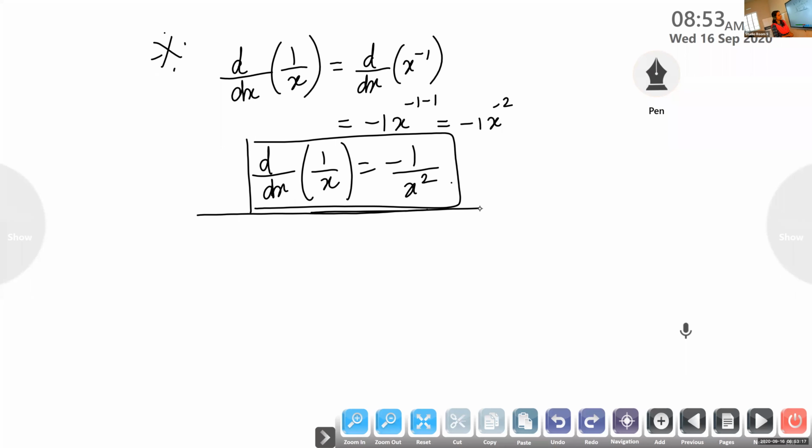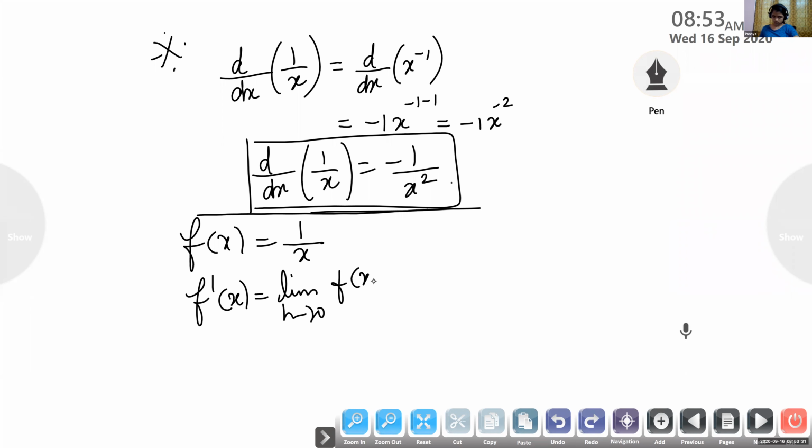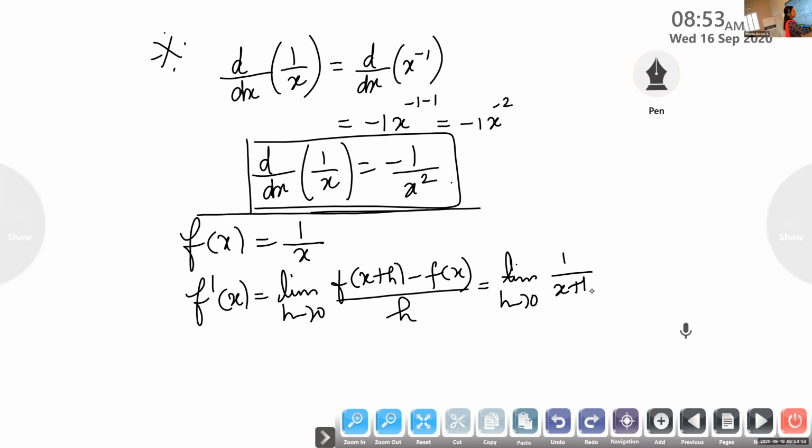How to do this? So, f of x is 1 by x. Now, apply the formula. What is the formula? f dash of x is equal to limit h tending to 0, f of x plus h minus f of x by h. Now, if you apply that formula, what will you get? Limit h tending to 0, f of x plus h, so 1 by x plus h minus 1 by x, by h.